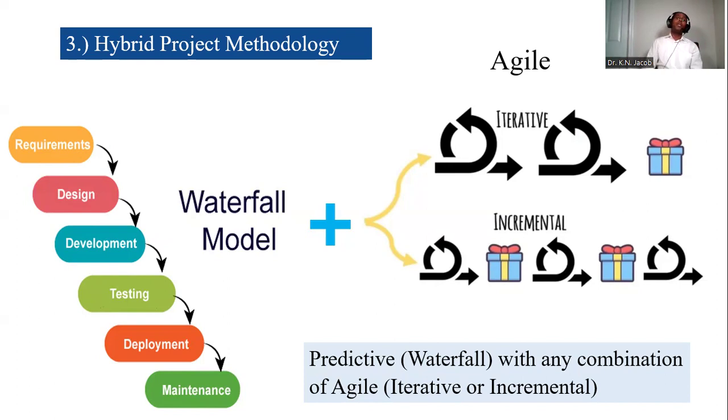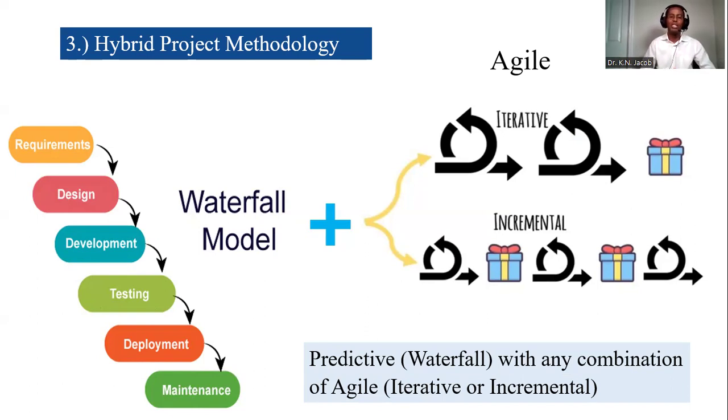Another example, you want to build a desktop computer or a laptop or a tablet, but then you want to do both the hardware and the software. So you can use the predictive traditional waterfall model for the hardware, and then you can use the Agile for the software. In that case, you're building that laptop using a hybrid project methodology.